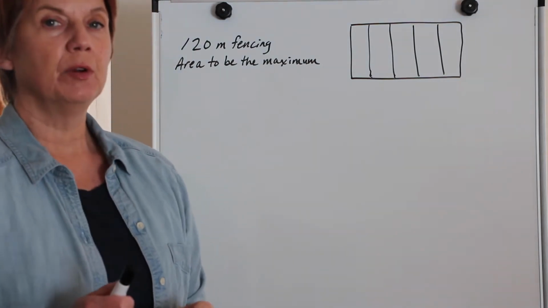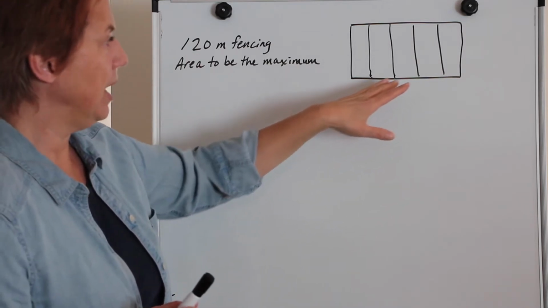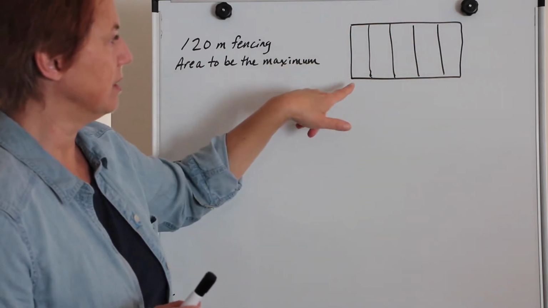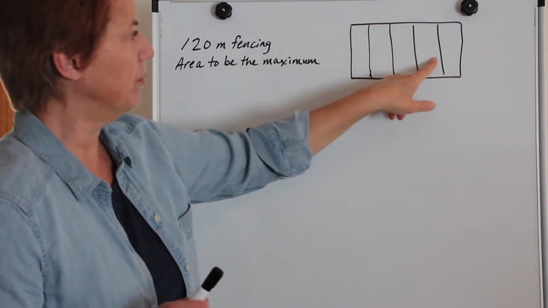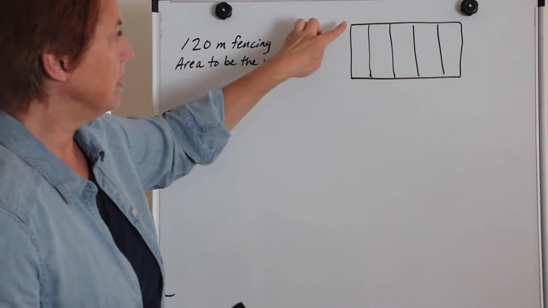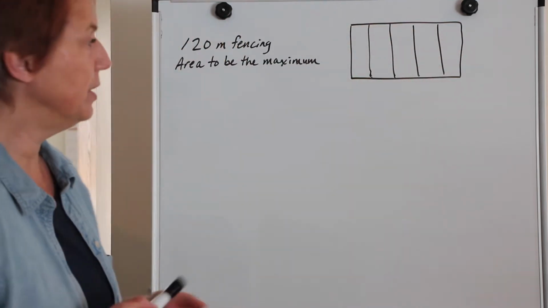Okay, so we have a farmer who has 120 meters of available fencing and he wants to make an enclosure that looks like this. So a big pen subdivided into 1, 2, 3, 4, 5 pens. He wants this area, the entire area, to be a maximum. Okay, so how do we do that?